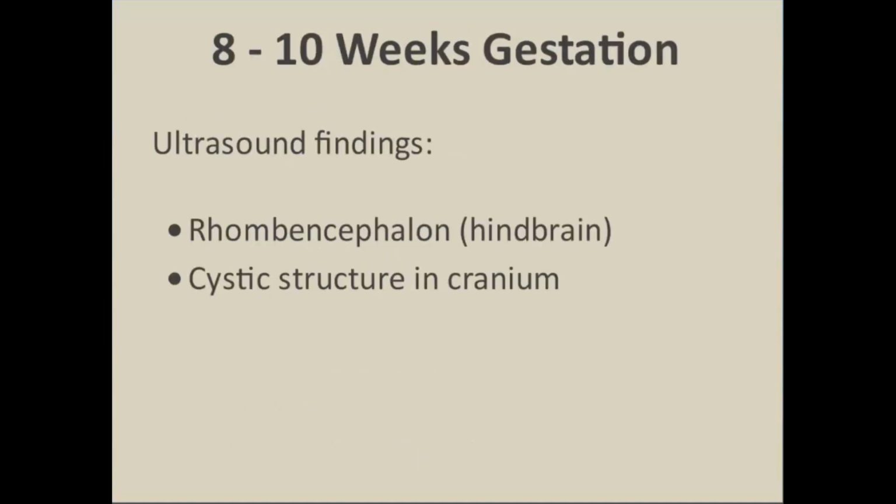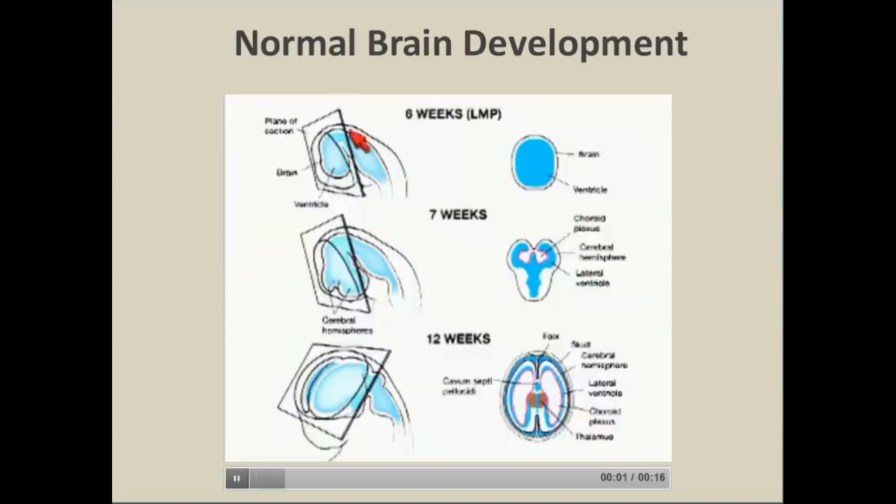So at an 8 to 10 week ultrasound, we may see the development of the brain, the rhombencephalon being the most prominent part at this gestational age, which appears as a cystic structure in the posterior aspect of the cranium. The brain develops as a fluid-filled sac as it folds anteriorly, and you can see that it's mostly fluid-filled with an expansion of fluid posteriorly as well as anteriorly. And then it begins to divide until we have the two halves of the cerebral hemispheres.